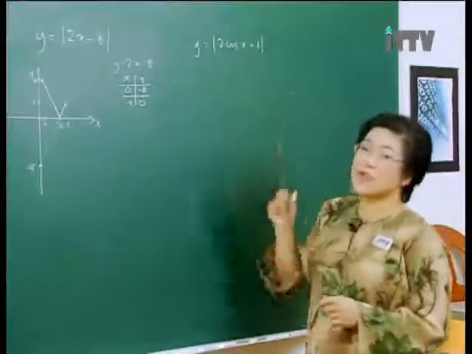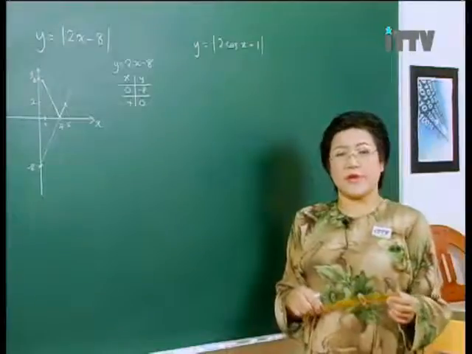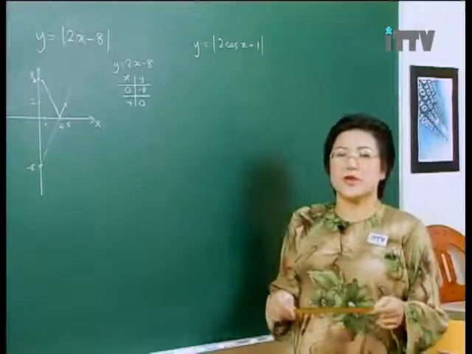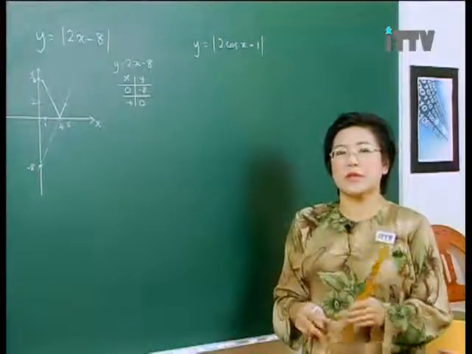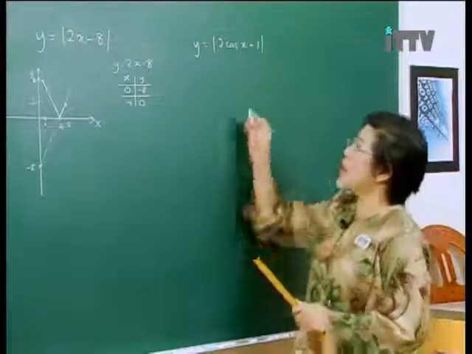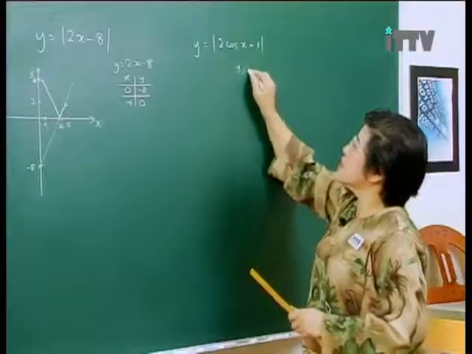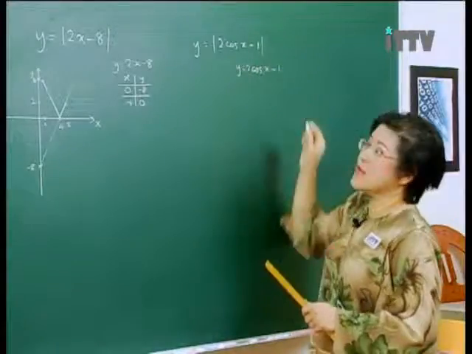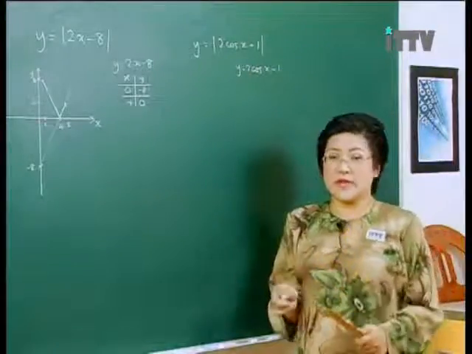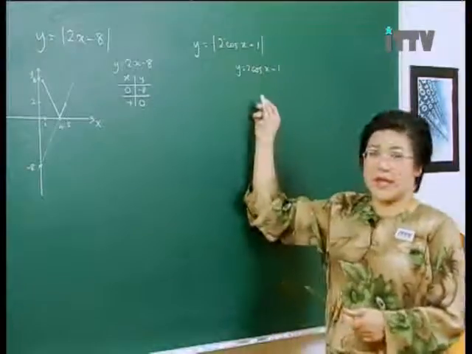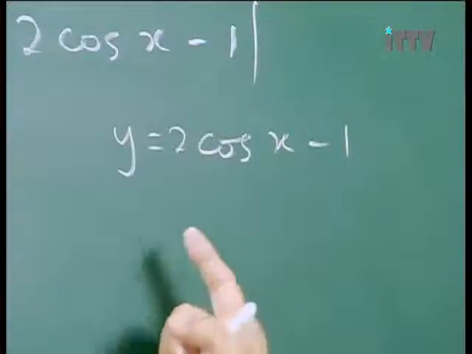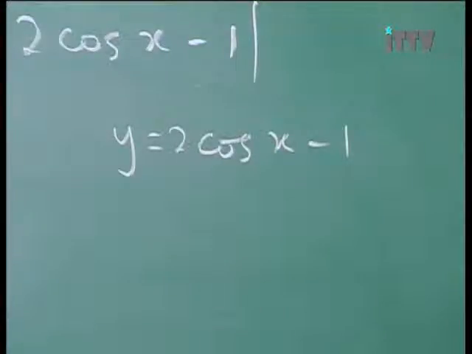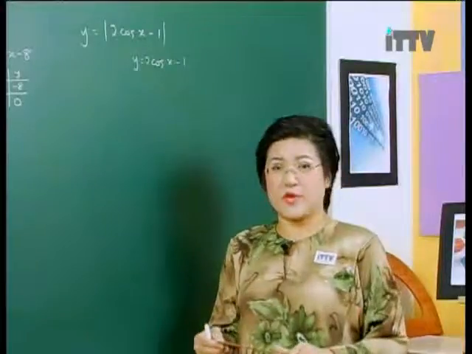Now, in this function of y equals absolute value of 2 cos x minus 1, if we try to apply the same method as we did just now, we might want to look at how the graph of y equals 2 cos x minus 1, without the absolute value symbol yet, would look like. At this stage, viewers, we may not have learned how to sketch the graph of y equals 2 cos x minus 1 yet, which we will learn in due time, I'm sure.